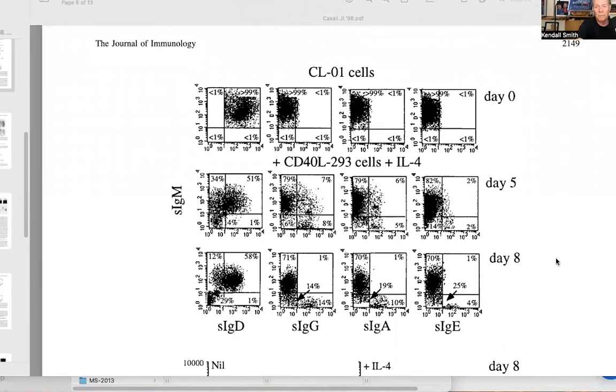I'm not going to show you all the results. There's a lot of results in this paper. And if you happen to be a B cell guru and you want to really know the nitty gritty, you should go and read this paper carefully and look at all the results to see exactly what you think of them. So this is figure 2 from this paper.